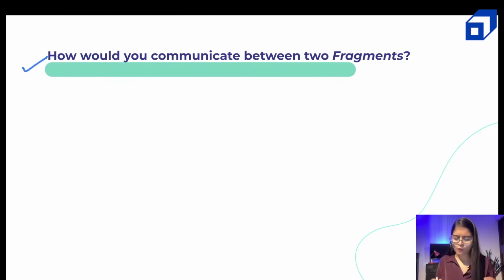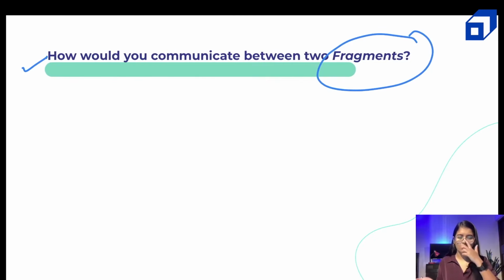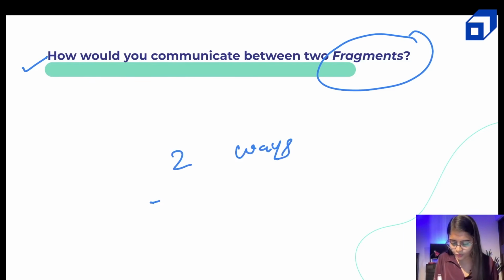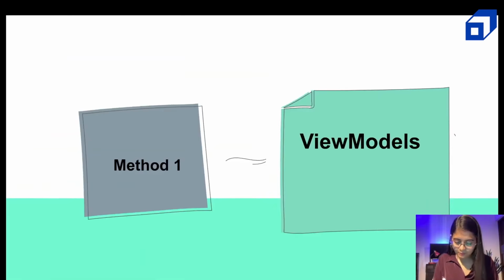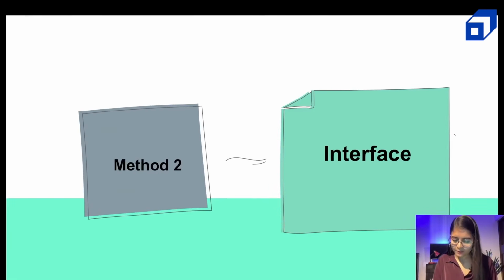Moving ahead, how would you communicate between two fragments? This is one of the most favorite interview questions of interviewers. We have used fragments while creating applications, right? If you haven't, you can check out my past tutorials and you'll get a good idea of it. To communicate between two fragments, there are two most commonly used ways. Number one is using view models, and method two is using interfaces. View models and interfaces. Using these two, we can communicate between two fragments.